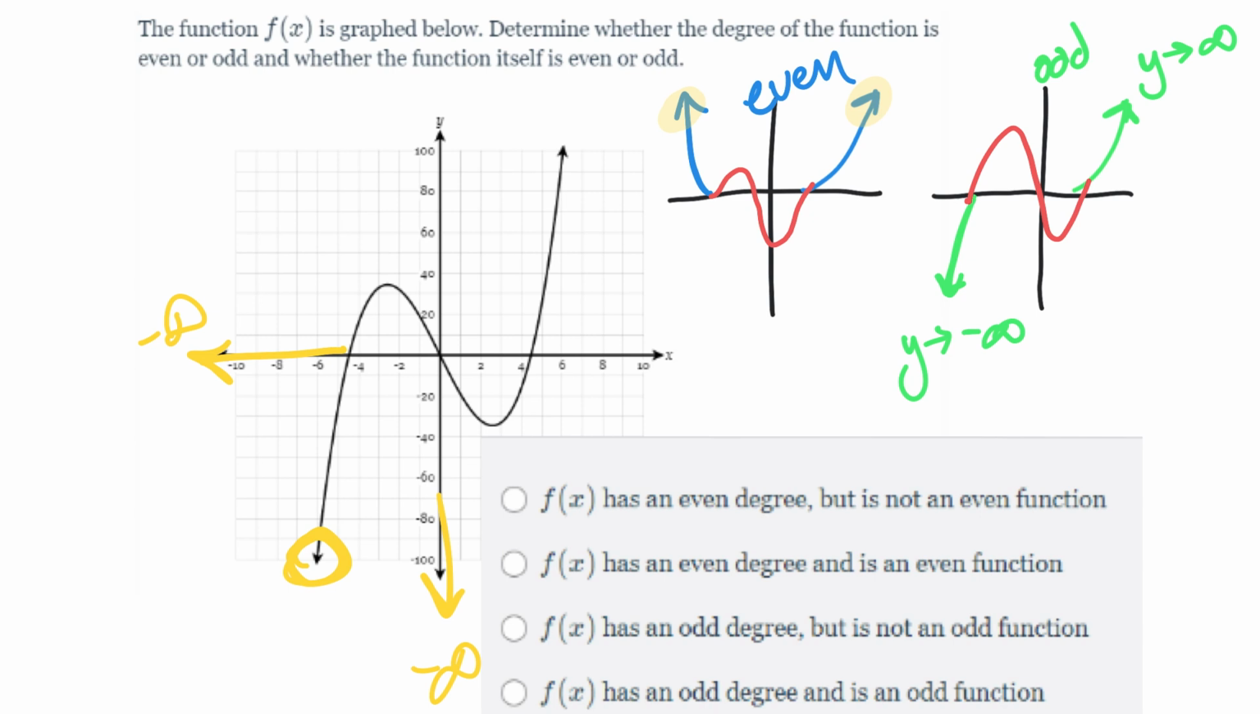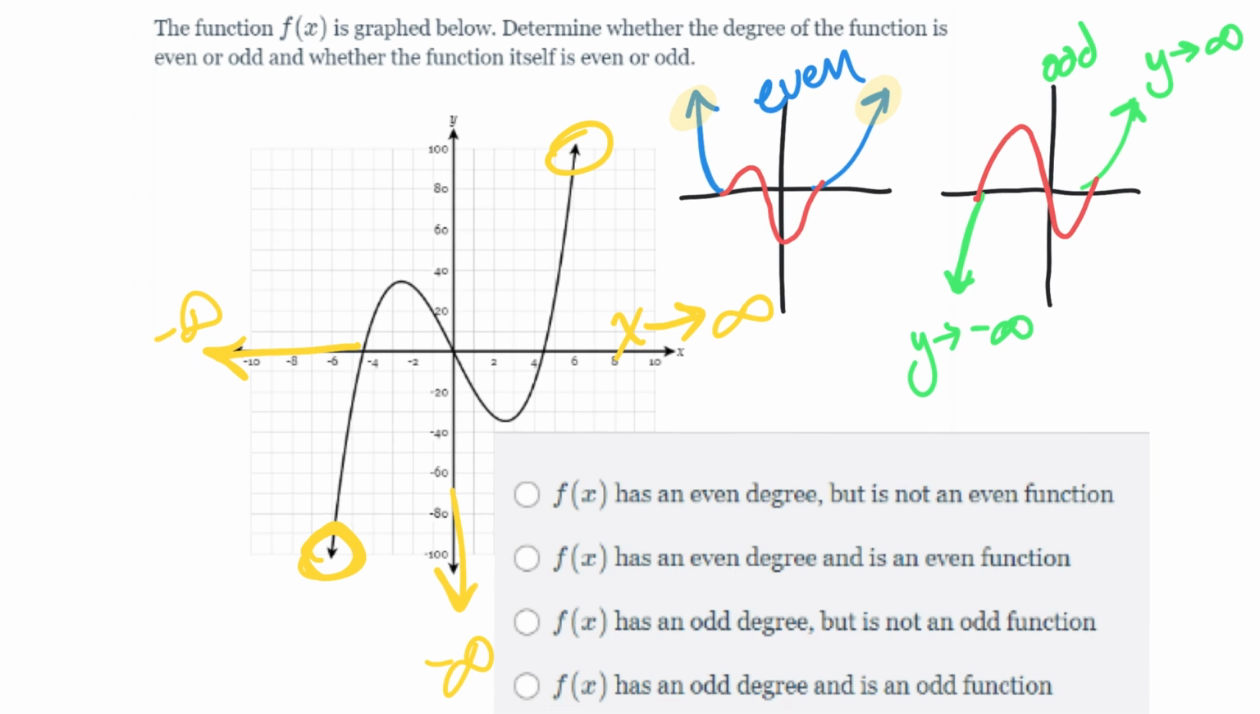And what makes it an odd function? As x goes to positive infinity, we can see that our function is continuing on infinitely upward. So this is going to be, as x goes to infinity, y also goes to infinity. So let's take a look at our answer. First of all, we've already established this is an odd function because it is coming in from the bottom, leaving through the top.